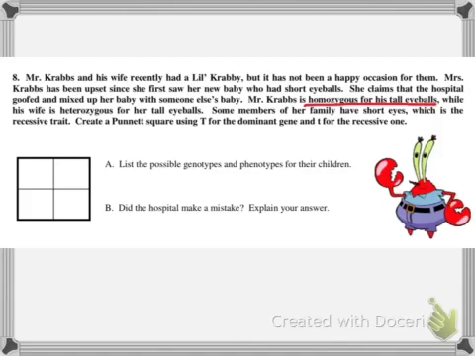So they want us to use a capital T for the dominant gene and a lowercase t for the recessive one. So if we go back and we say Mr. Krabs is homozygous for his tall eyeballs, that means he has 2 capital T's. And if she is heterozygous for her eyeballs, or hybrid, she has a capital and a lowercase. So if we set up the Punnett square, it'll look something like this.